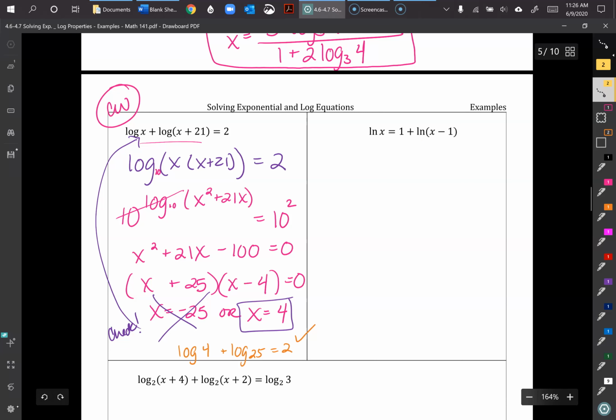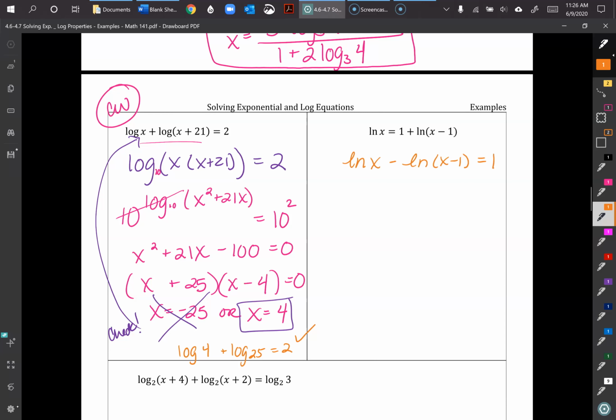I have to remember it has to be one log equal to one log before I can exponentiate. So if I get my logs together on one side, then I can combine or squish those together using my property of the difference to quotient. So here we have ln x, I'm going to do minus ln(x minus 1) equals 1.